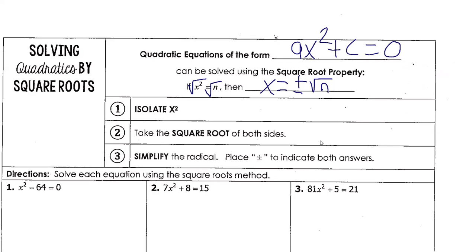So our steps, basically, you want to get the x squared by itself. Then you're going to take the square root of both sides, and then we're going to simplify the radical. I don't know if I'm going to have you do that today or not. That's what we were talking about in those two questions that I had hand drawn below.